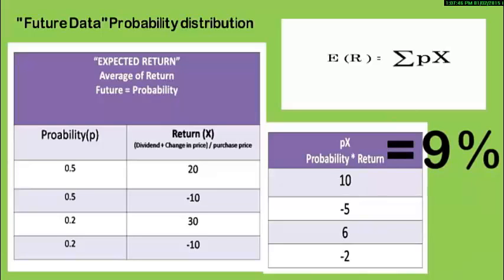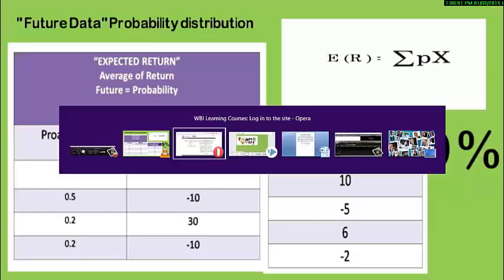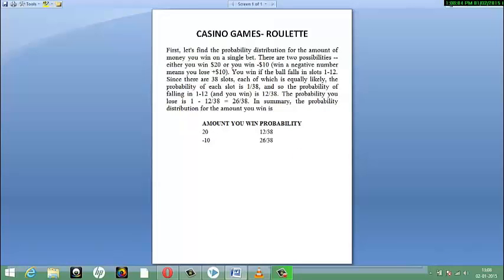Now one question, or you might know also, is why we are not dividing by n in case of probability distribution. The reason is that the probability of every return is different. They are already averaged. For example, we are playing a casino game. Now in this casino game there are two possibilities. The first is winning $20, or you win minus 10, that is a negative, you lose $10. So if the ball falls in slots 1 to 12, the probability will be 12 by 38, and similarly the probability of losing in that case will be 26 by 38. So they are already averaged, you can say, or the probability is already taken of different returns.